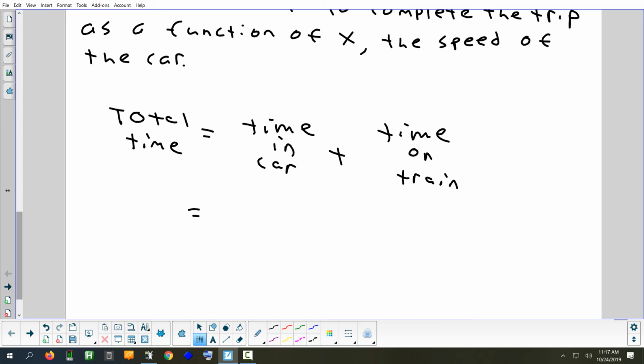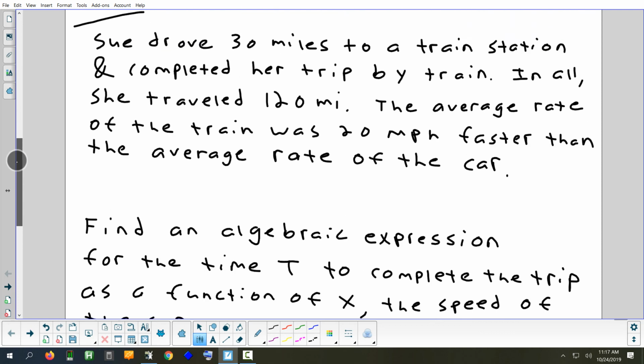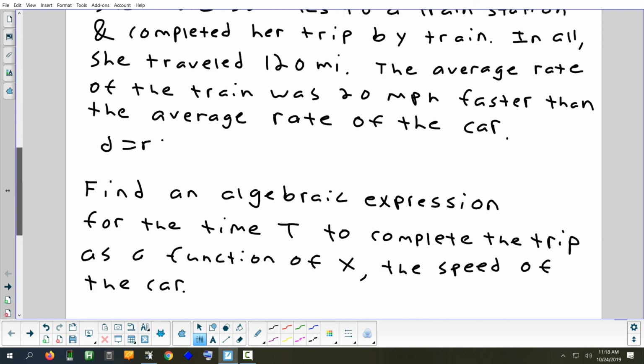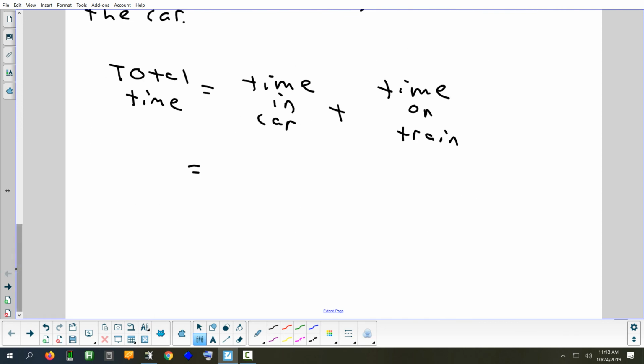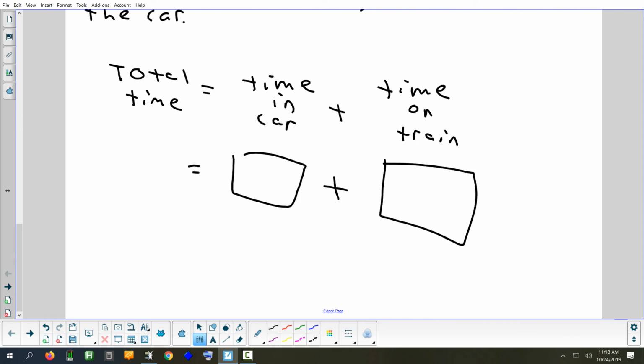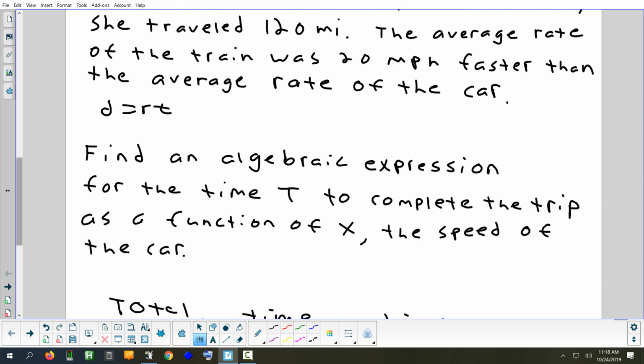Alright, so we want to figure out the time in the car. Okay, so let's start with that. Off to the side, I'm just going to take my formula, distance equals rate times time, and solve it for time. Okay, I'm going to have time plus time. How would you solve this formula for time?